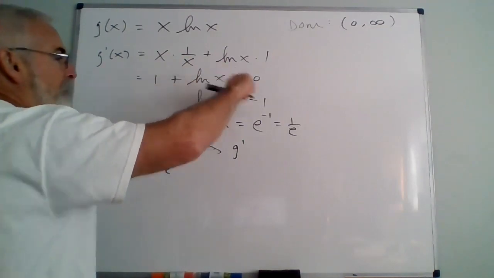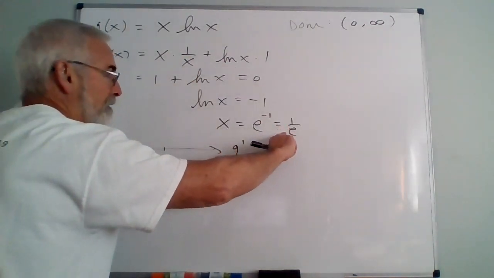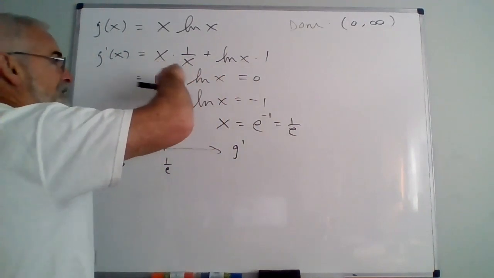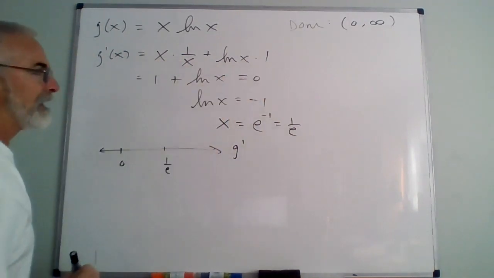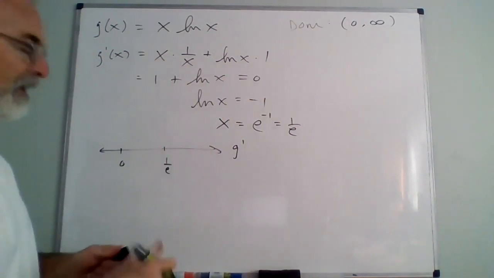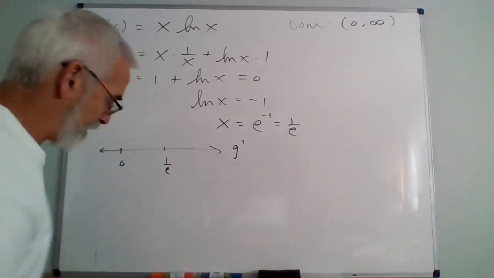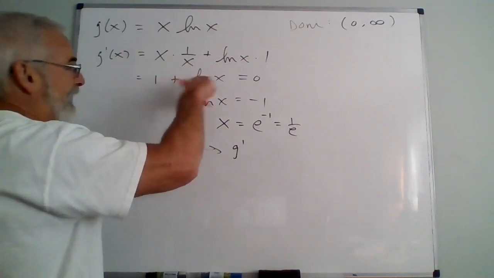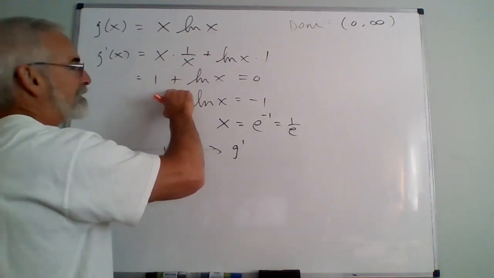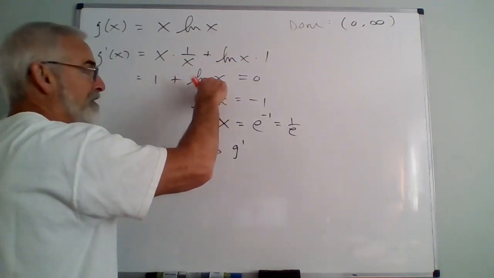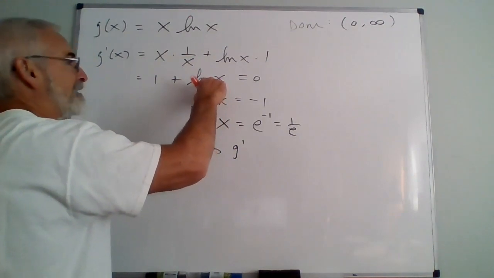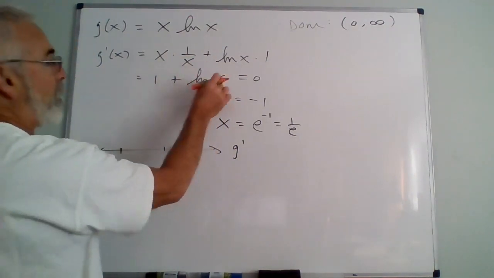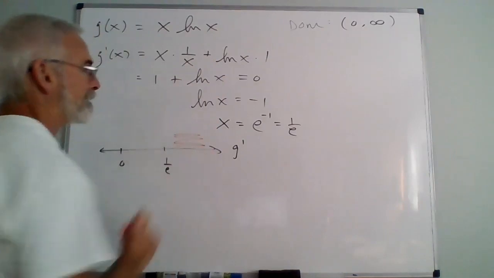If log of 1 over e is negative 1, then this will equal 0 at one place. So let's start simple. Let's pick a really big value for x. If x is a bazillion, then 1 plus, see, I can't factor this. 1 plus log of a bazillion is definitely positive. So when x is large, this is definitely up here.